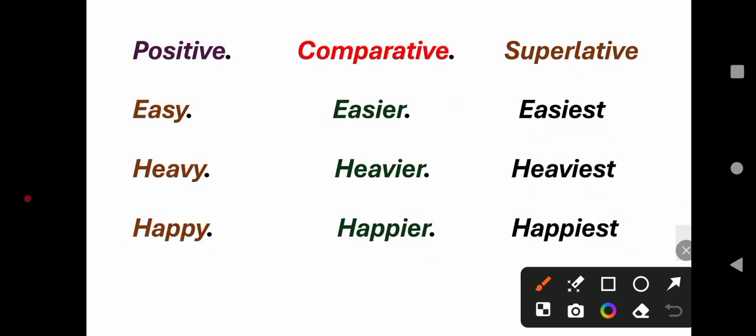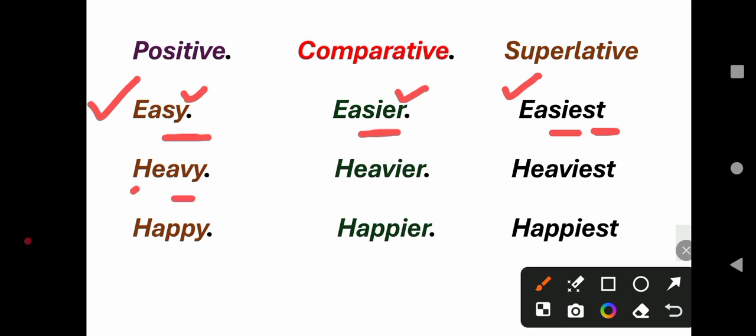Understand? But when the positive ends in Y, the Y changes into I and ER is added in the comparative, EST in the superlative. Like easy, that ends in Y, the Y changes into I and in the comparative ER to form easier. The positive is easy. So the Y changes into I and by adding EST in the superlative to form easiest.